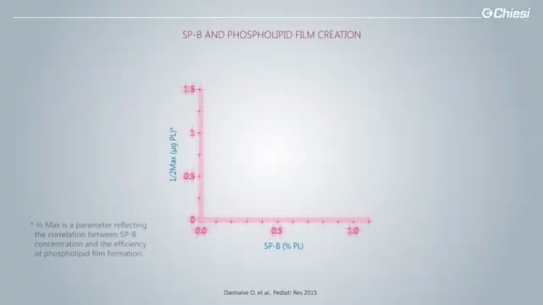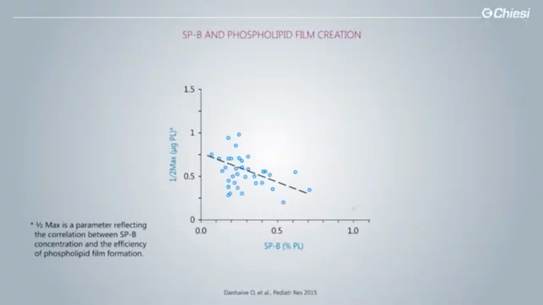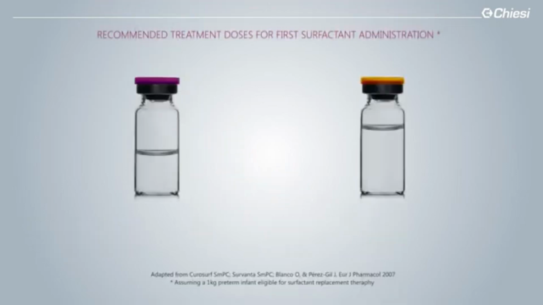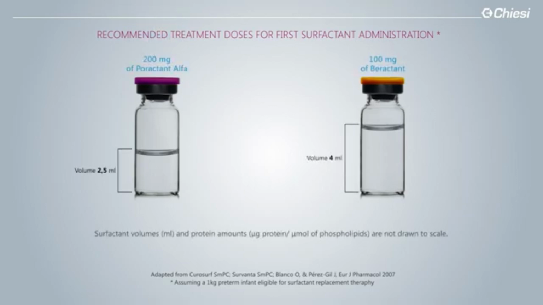To confirm what I said, Olivier Danhaive's group made a very nice experiment in vitro, and you may see here the results. There is a very nice inverse correlation between the amount of SPB available in surfactant and the concentration-dependent efficiency of surfactant film formation. It's important to note that not all commercially available surfactants contain the same amount of SPB.